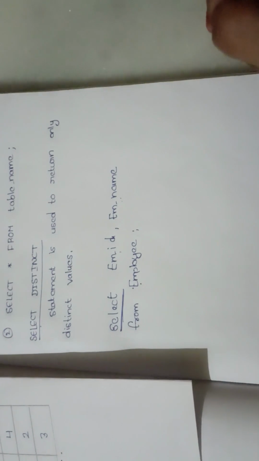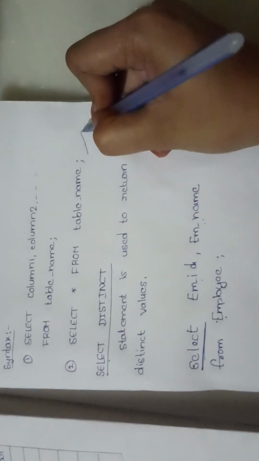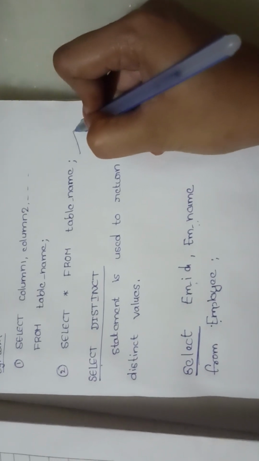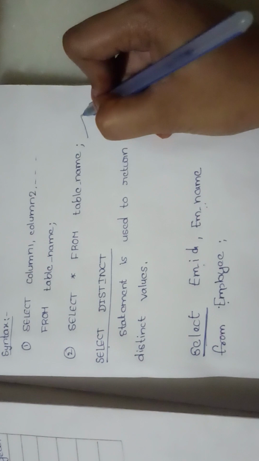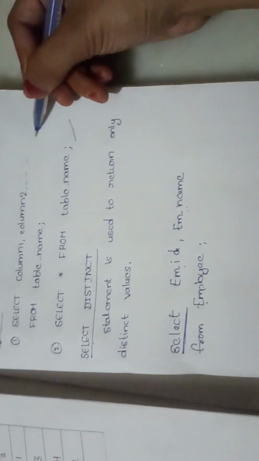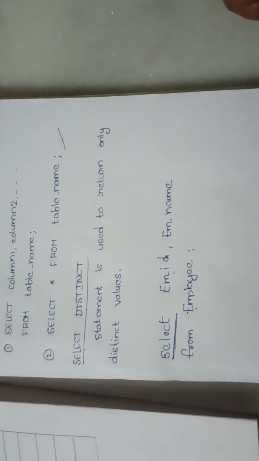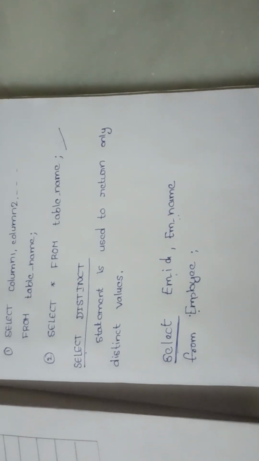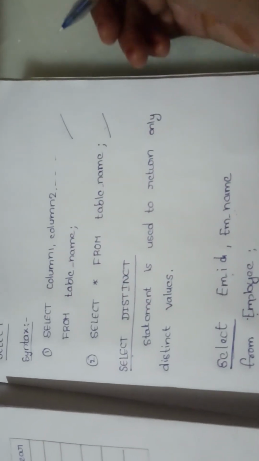If we want to select the whole table, then the query we should write is: select star from table name. Here we will display the full table. The whole table will be displayed when we use this query, and this is the way to declare only some particular column names. This is the query we should use.